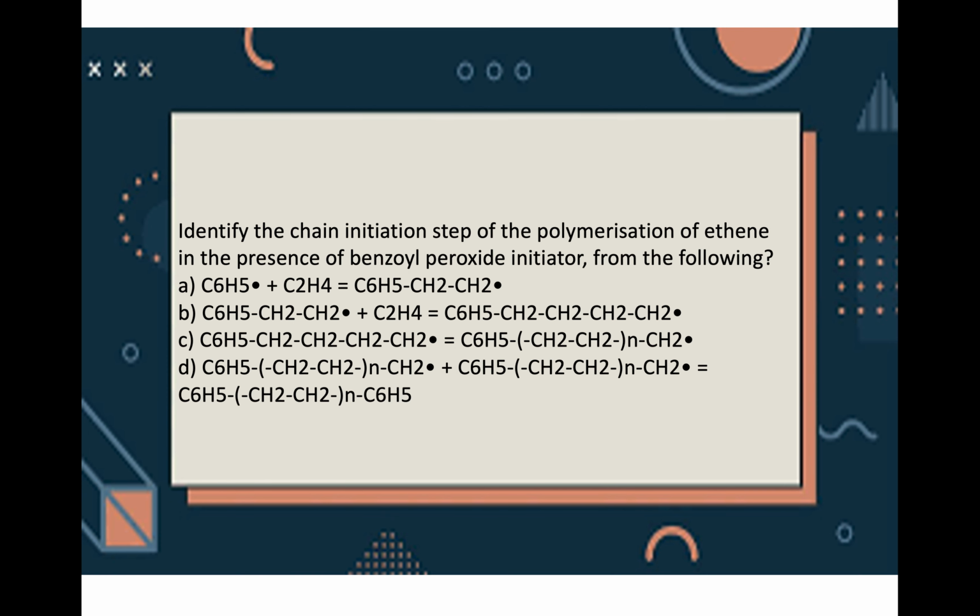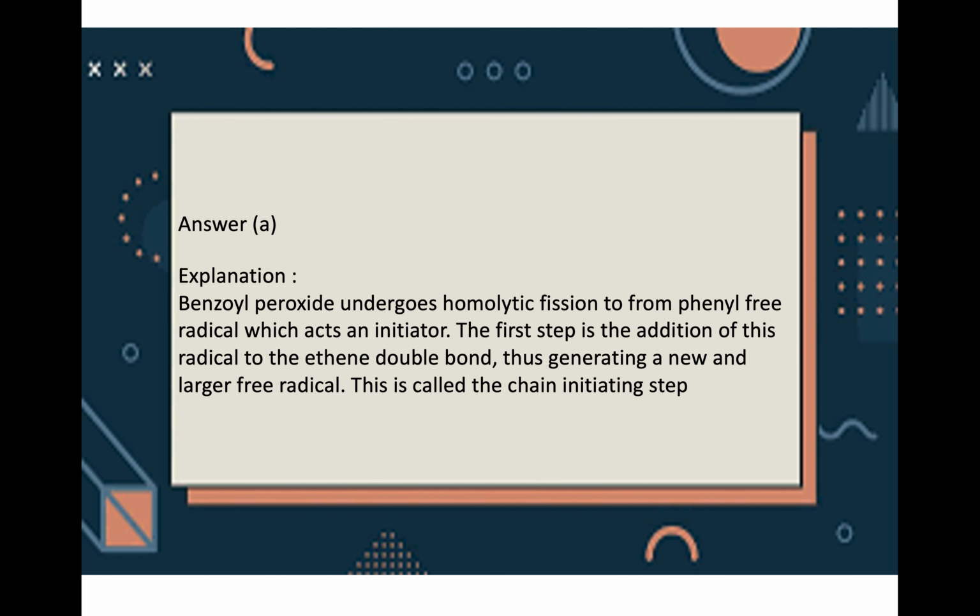Next question: you have to identify the chain initiation step of the polymerization of ethene in the presence of benzoyl peroxide initiator from the following. We are getting four options here. The answer is option A, that is C6H5 plus C2H4 gives C6H5CH2CH2. Benzoyl peroxide undergoes homolytic fission and forms the phenyl free radical, which acts as the initiator here. The first step is the addition of this radical to the ethene double bond, and as a result a new, larger free radical is generated. This step is called the chain initiating step.